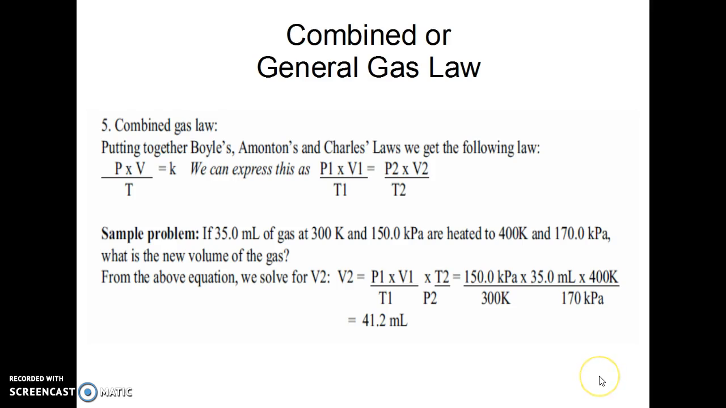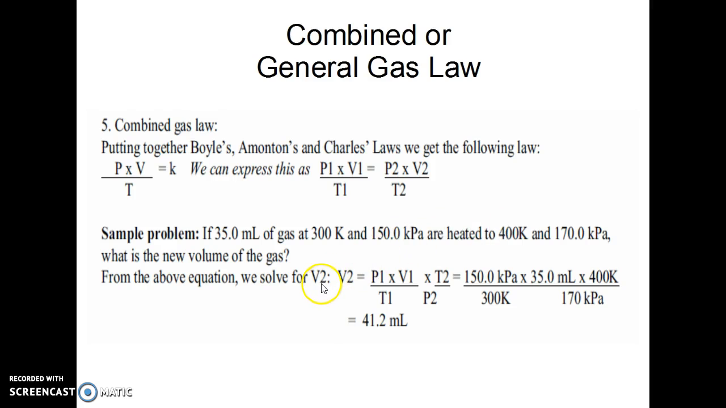So if 35 milliliters of gas at 300 K and 150 kPa are heated to 400 K and 170 kPa, what's the new volume? So we've got 35 milliliters. We're warming it up from 300 to 400. We are compressing it from 150 to 170 kPa. We would expect the volume to get a little larger.